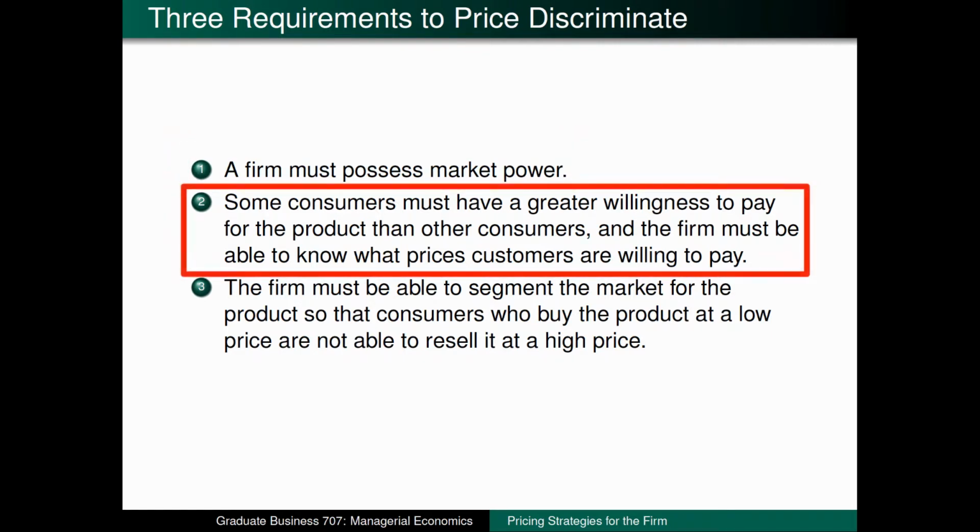The second requirement is that different consumers must have different valuations of the product. What enables companies to potentially charge a different price is a different willingness to pay for each of the different customers. If a company is able to determine each consumer's unique value for their product, then they can set the price based on these valuations so that someone who values the product more pays a higher price, while someone who values the product less would get a discount.